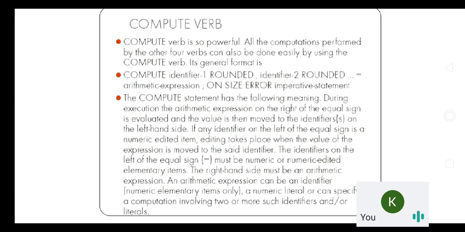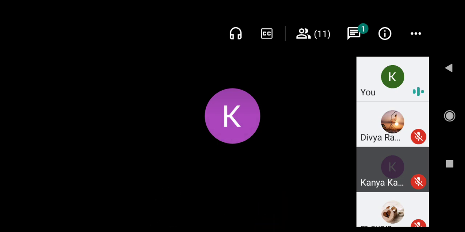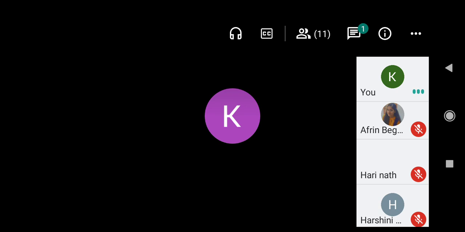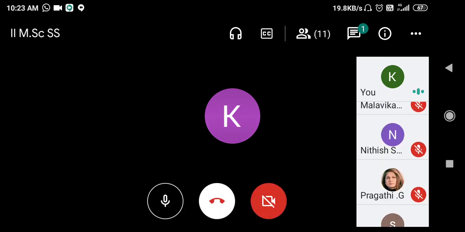Along with the compute verb, the important sign that we use here is the equal sign. This is an important sign. This particular sign is used to evaluate things, or to compute things. Okay, so Muthu, are you there?